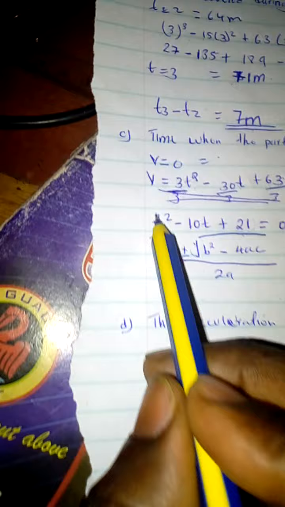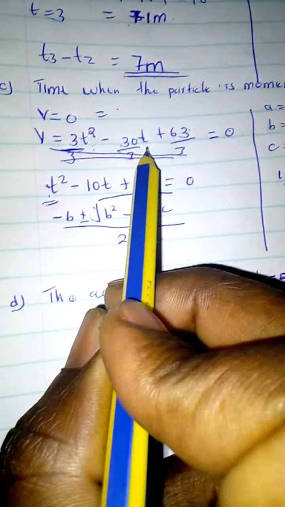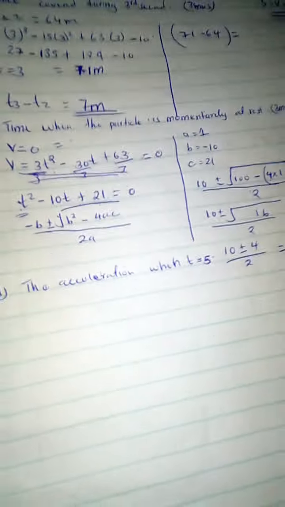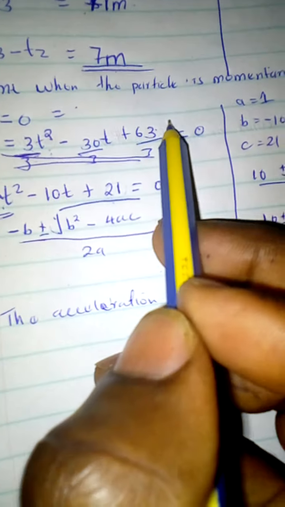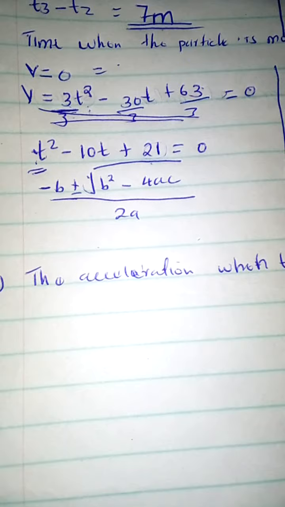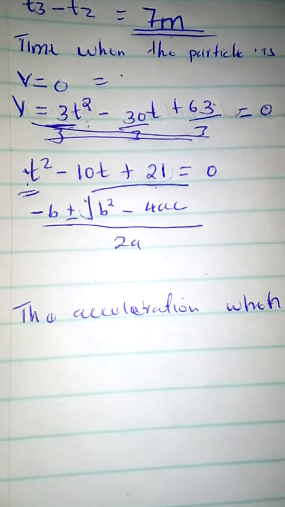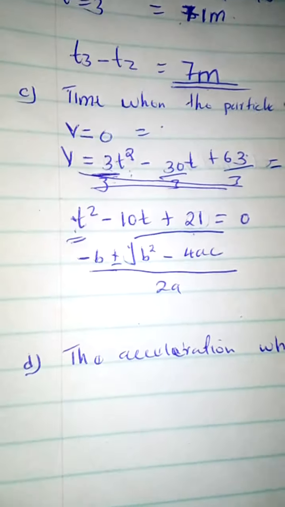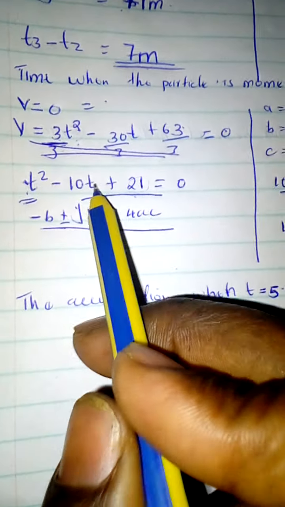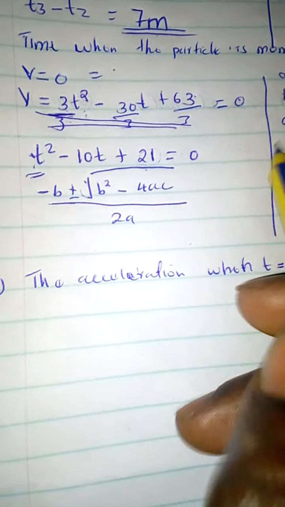On differentiating the displacement equation, I get the velocity equation: 3t squared minus 30t plus 63, which is equal to 0. Since 3 is common in this equation, I can simplify further by dividing by 3 throughout. I find it is now t squared minus 10t plus 21 is equal to 0.